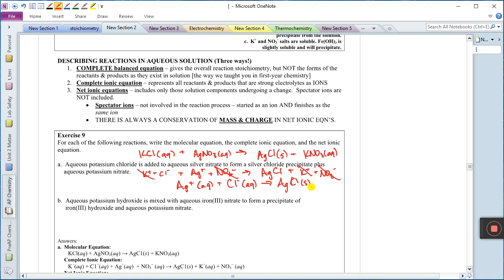Alright, so let's do a bit of a challenge for ourselves. On this next one, let's try to just write the net ionic without writing everything and see how we do. So aqueous potassium hydroxide is mixed with aqueous iron 3 nitrate to form a precipitate of iron 3 hydroxide and aqueous potassium nitrate. So the easiest way if you're trying to skip to just your net ionic, start with what won't dissociate. What will not be dissociated in this reaction? Iron 3 hydroxide.